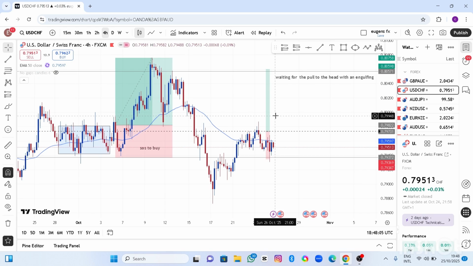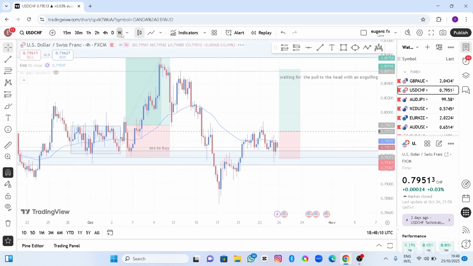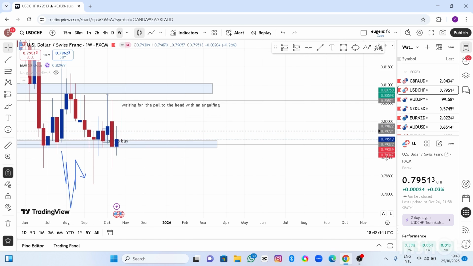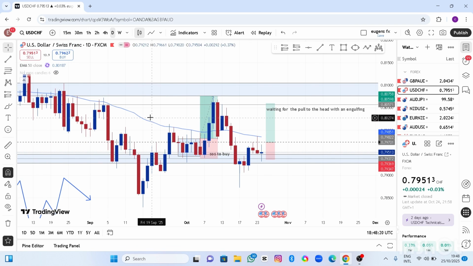So USDCHF, the next pair. As I told you about this pair, USDCHF is at a historical low. So the lead I'm looking for here is to buy on this pair. Nothing more, just buys. On the weekly, we don't really use price action. I use my price action on the daily and the 4 hour.